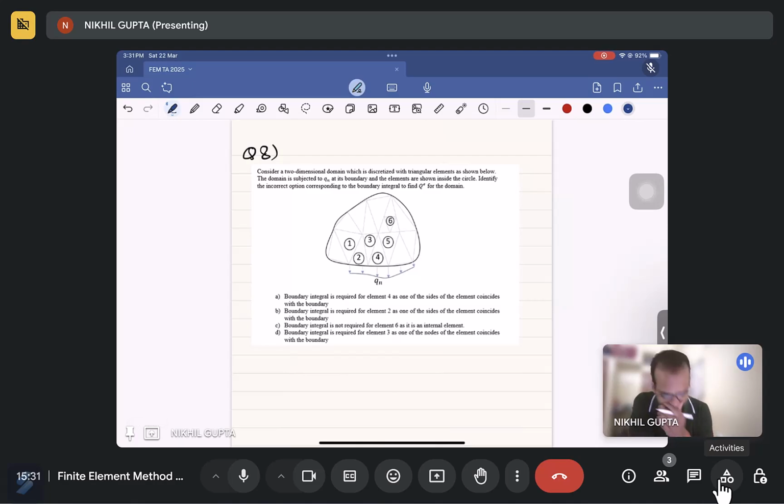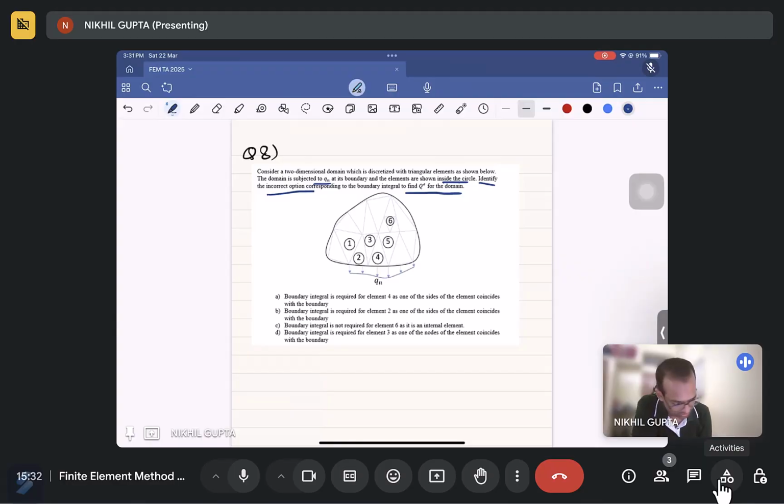Question number 8 we'll see. Consider a two-dimensional domain which is discretized with triangular elements as shown below. The domain is subjected to Qn on its boundary and the elements are shown inside the circle. Identify the incorrect option corresponding to boundary integral and find QE for the domain. Okay, we don't have to find anything. It's just a theoretical question.